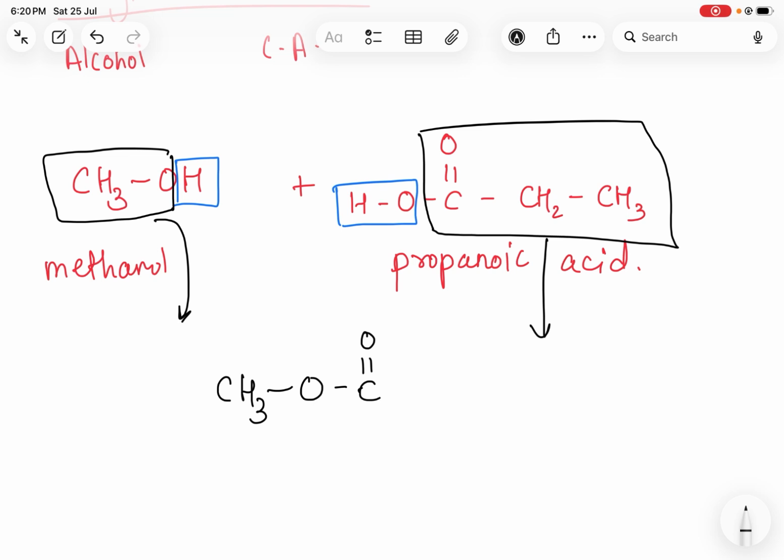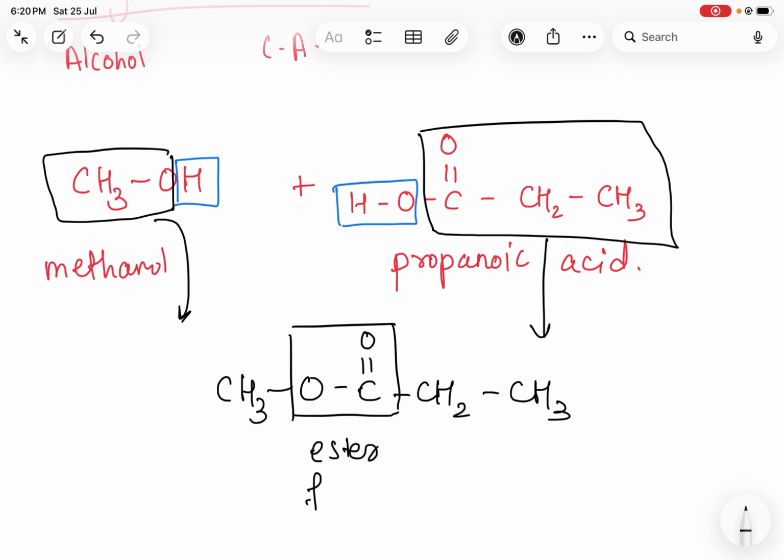C double bond O, CH2, CH3. This gives you the structure, the functional group of ester. Ester functional group.